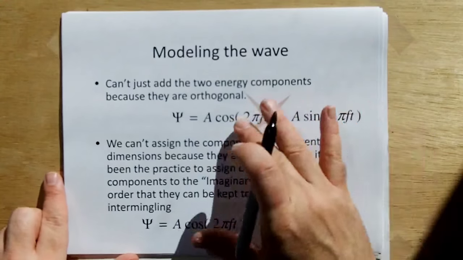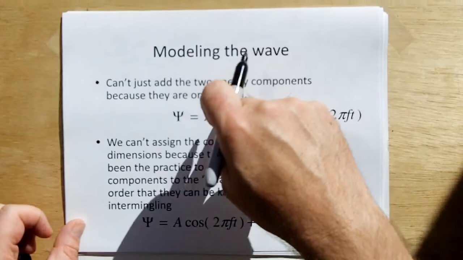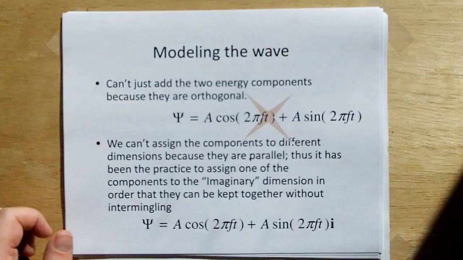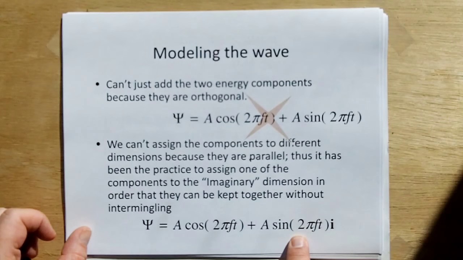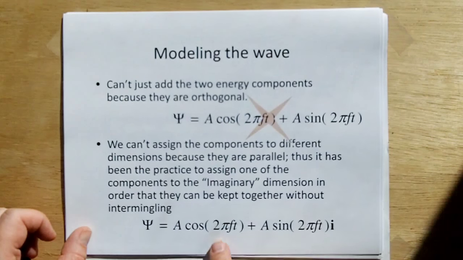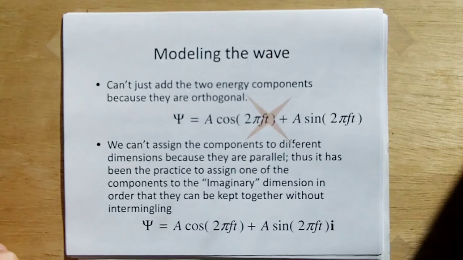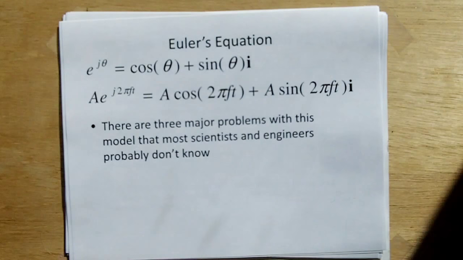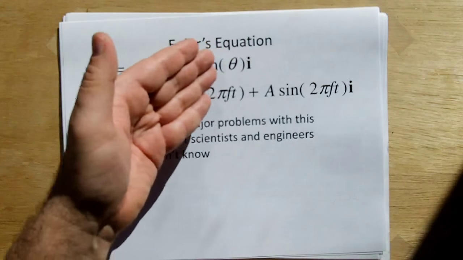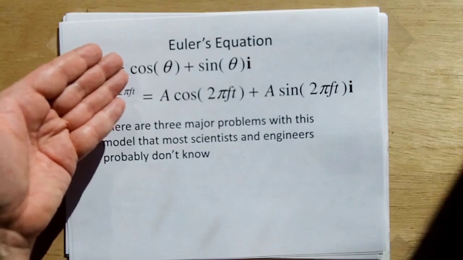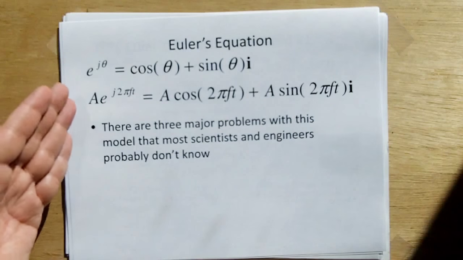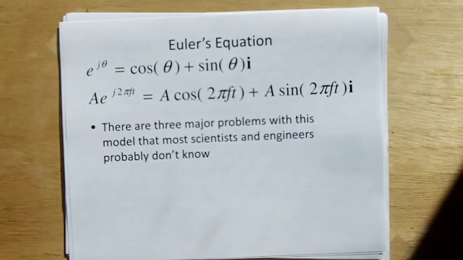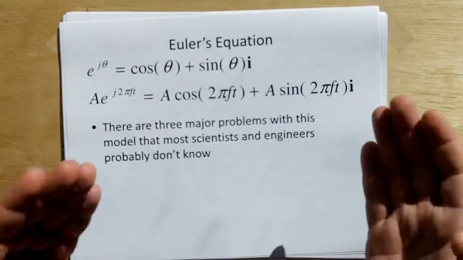But when you try to add them together, you can't, because your potential energy and your kinetic energy components are orthogonal. So what they did was arbitrarily assign the kinetic energy to an imaginary dimension. That keeps these two separate. It's an orthogonal dimension, but it's not orthogonal in space. And so then comes Euler's equation, e to the j theta, which has this mechanism already built in, separated for us. It's identical to what we just came up with. And therefore, we engineers and physicists have come up with Euler's equation to model waves propagating in free space and to account for both energy components.